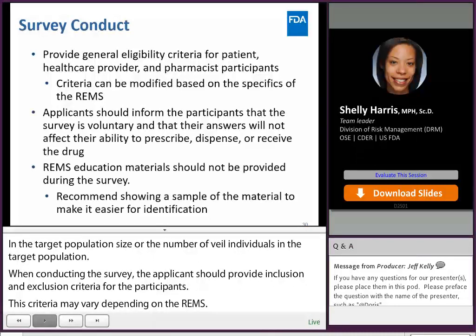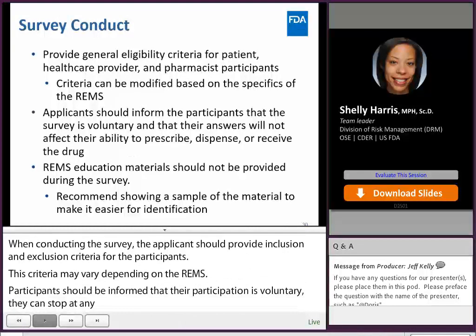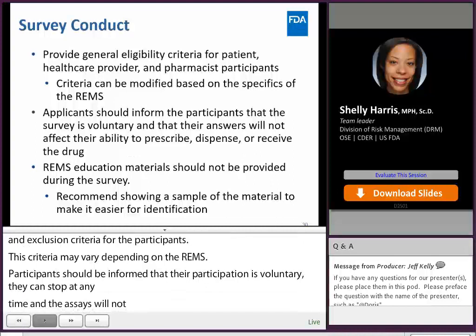Since the purpose of the survey is to assess knowledge retention, the educational material should not be provided during the survey. A sample rendition or a text description of the material can be provided to remind participants of the correct material.